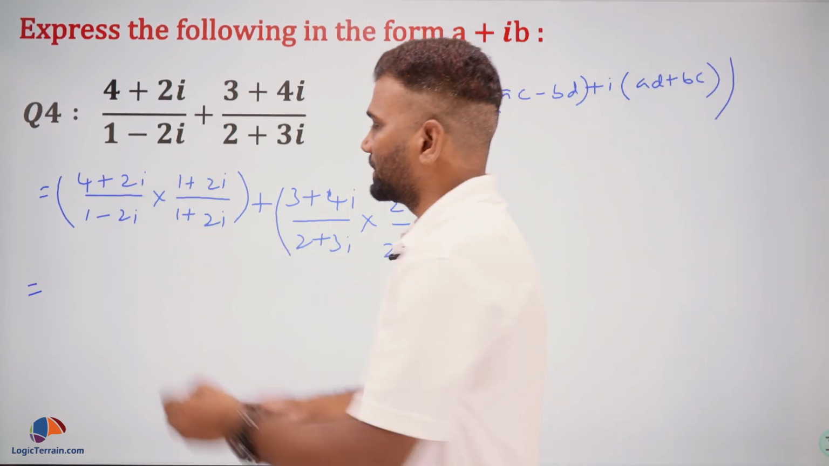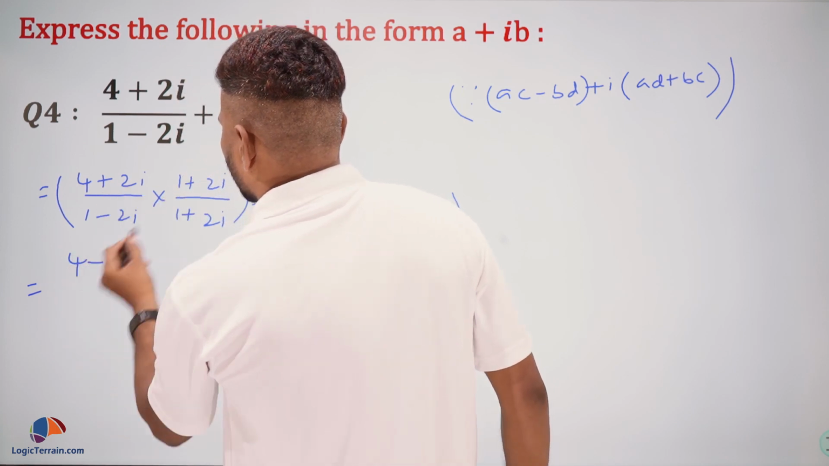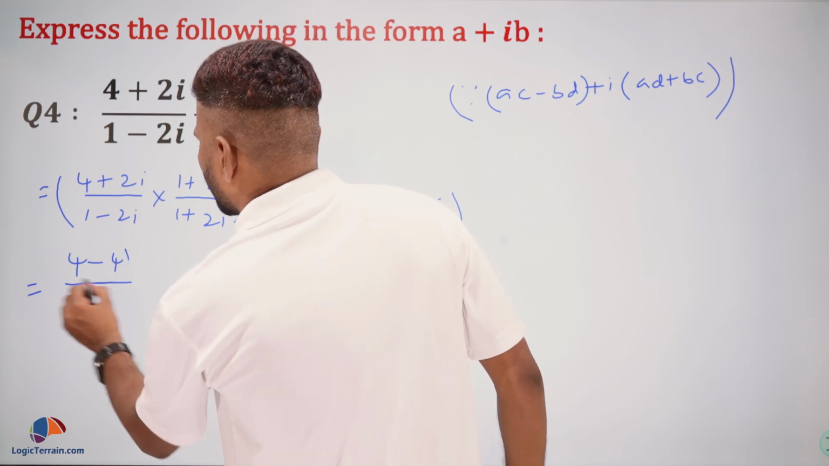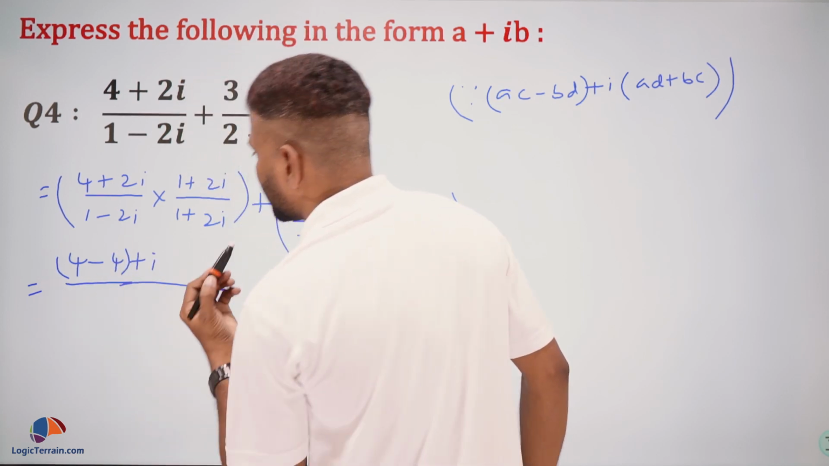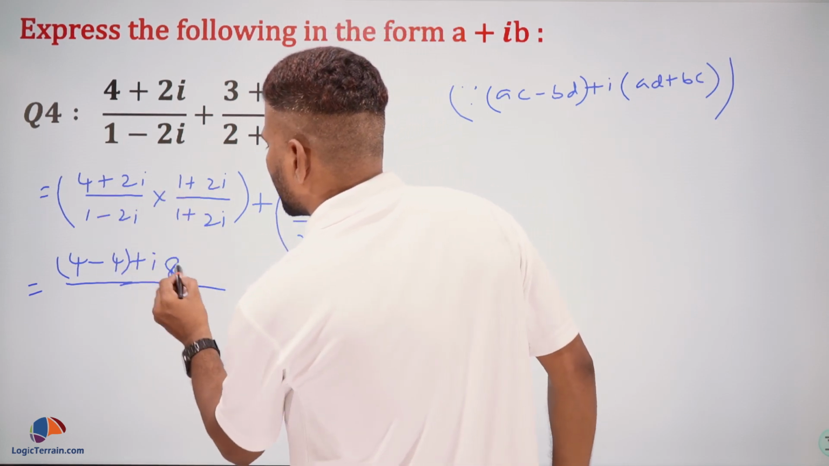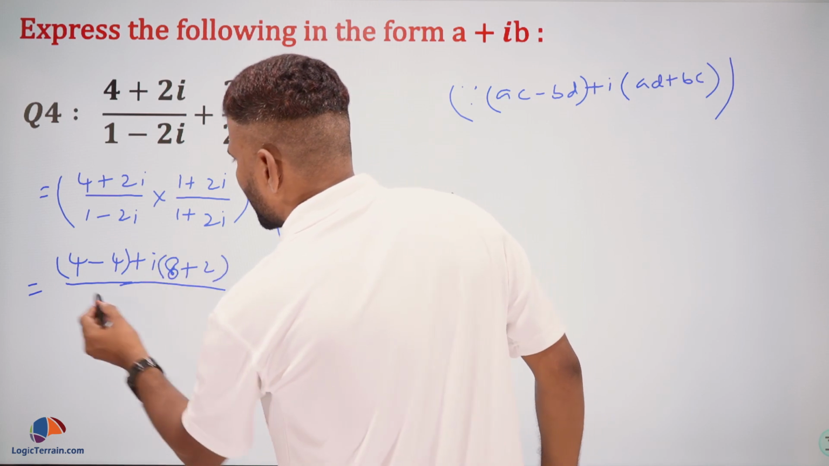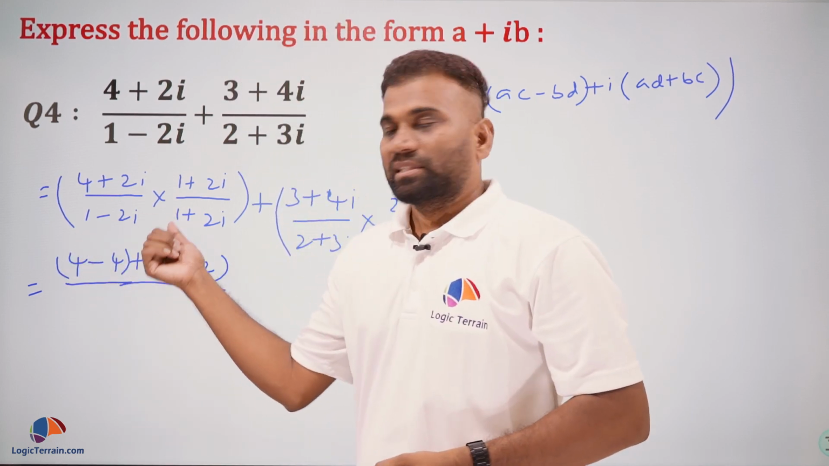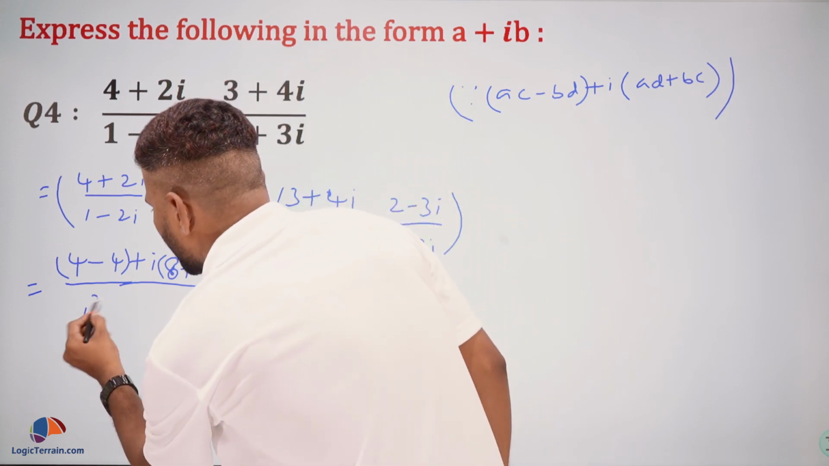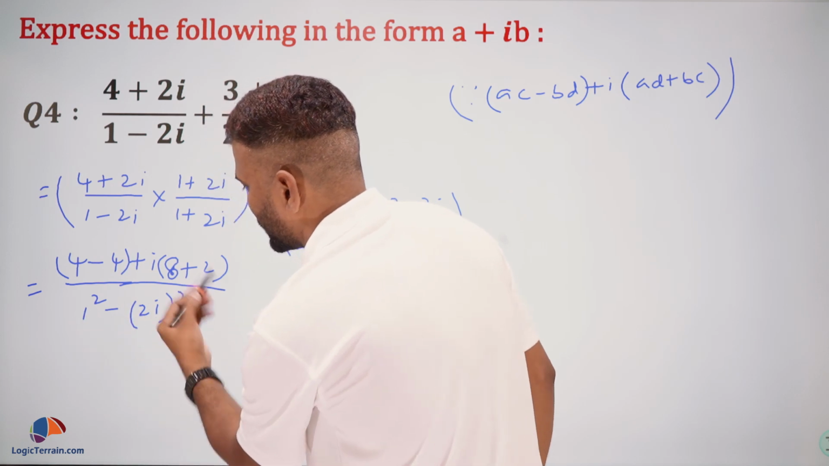So we'll multiply that. 4 ones are 4 minus BD, 2 twos are 4, plus I of AD, 4 twos are 8 plus BC, 2 ones are 2, upon the denominator, which looks like a minus b into a plus b, so a square minus b square, so 1 square minus 2i square.